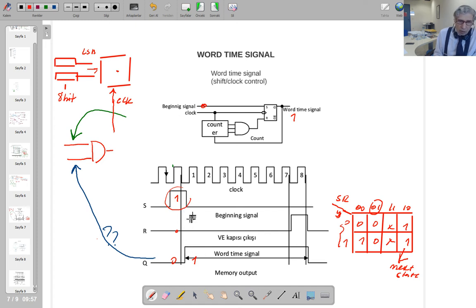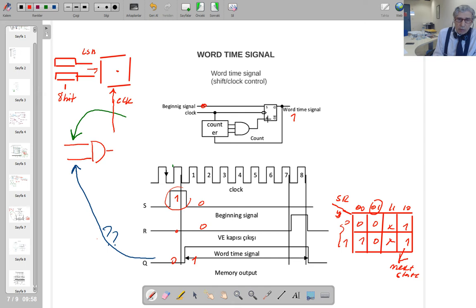Then you've got 0, 0 input here. 0, 0 input means this definition relation, so that means no change in the state. No change in the state means it's going to stay 1 continuously. Until when? You see the second input here.